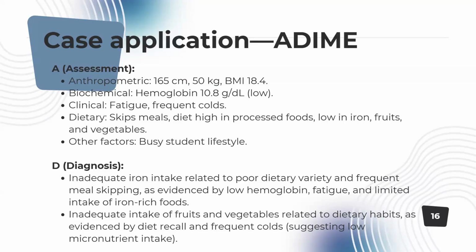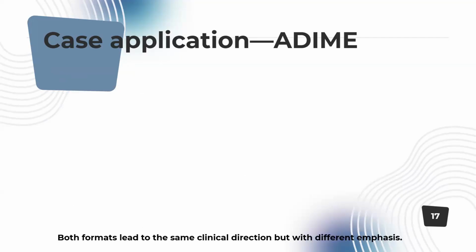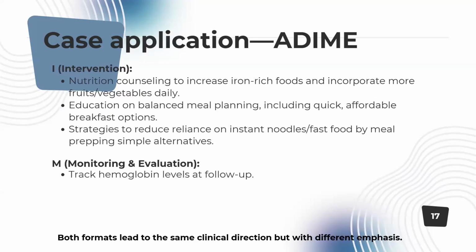And here we're looking at inadequate iron intake related to poor dietary variety, frequent meal skipping as evidenced by low hemoglobin level, or you could even state it here, low hemoglobin level of 10.8, patient reported fatigue, and limited intake of iron-rich foods. Another potential nutrition related problem that we've identified and stated in the format of the PES statement: inadequate intake of fruits and vegetables related to dietary habits, as evidenced by diet recall and frequent colds, suggesting a low micronutrient intake.